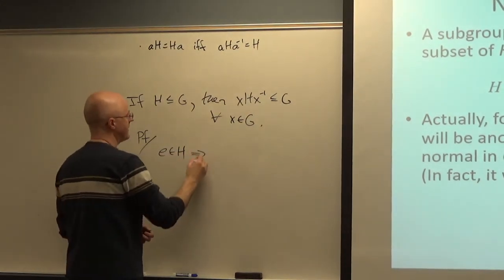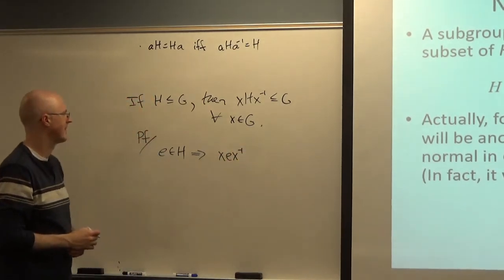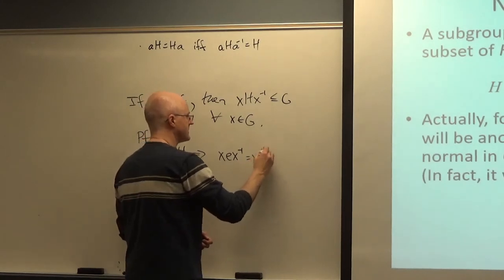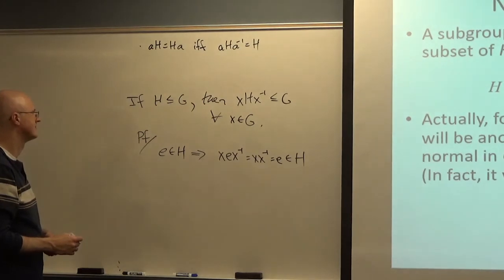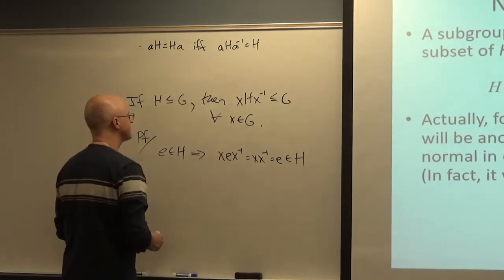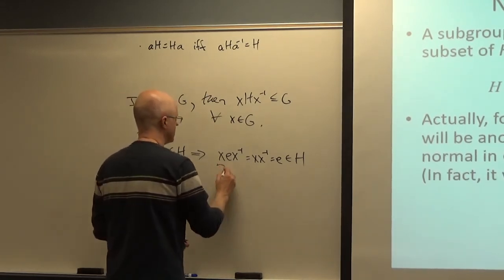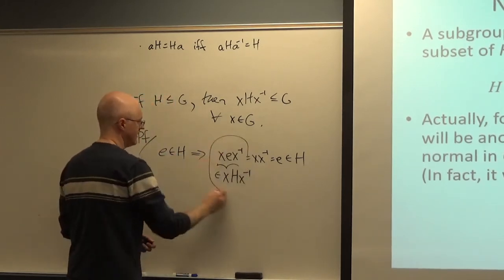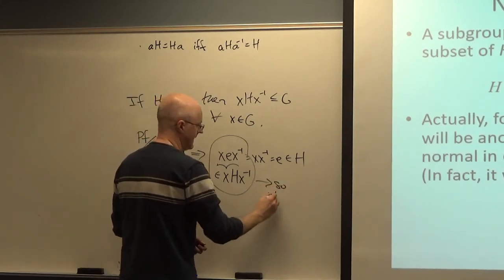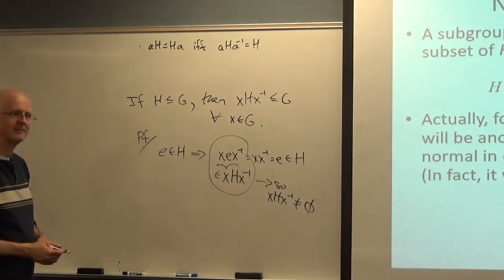The identity is in H, and therefore xex inverse, which equals xx inverse, which equals e, is also in xHx inverse. That's all I really needed. So xHx inverse is non-empty. That's what I was just trying to say, and that's all I really needed to verify it's non-empty.